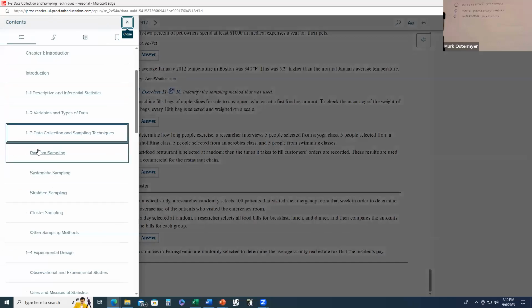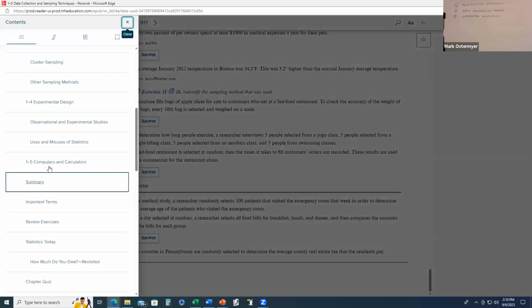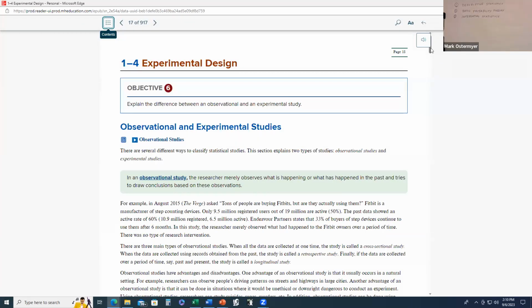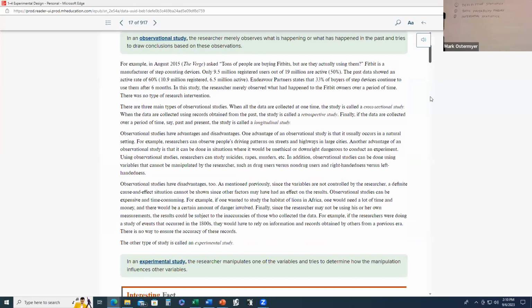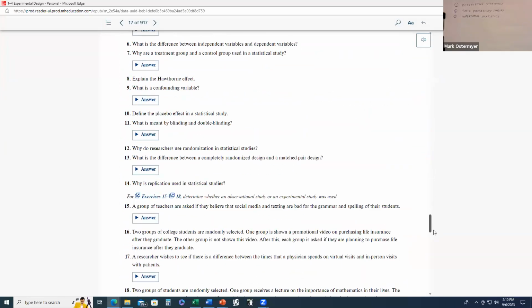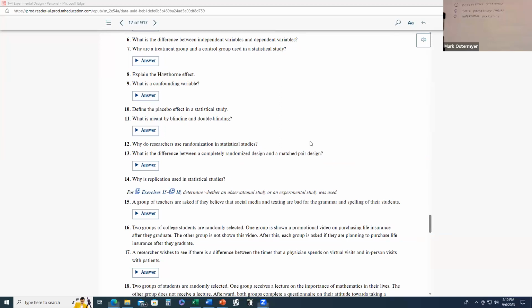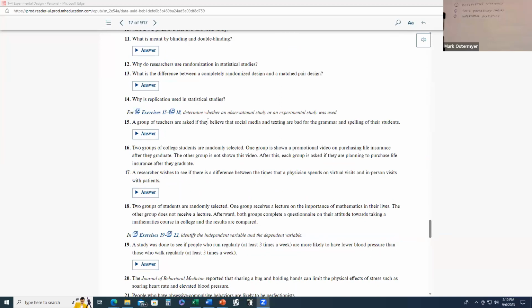1.4. Okay, let's go on down. See what we can get into in here, down here. This is section 1.4. Couple of problems in here. 15 through 18, determine whether an observational study or an experimental study was used. Number 15, a group of teachers are asked if they believe that social media and texting are bad for the grammar and spelling of their students. Do you think this would be an observational study or experimental?